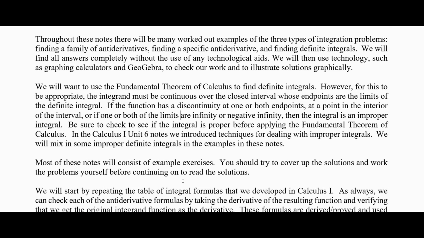We will want to apply the fundamental theorem of calculus to find definite integrals. However, for this to be appropriate, the integrand must be continuous over the closed interval whose endpoints are the limits of the definite integral. If the function has a discontinuity at one or both endpoints, or at a point in the interior of the interval, or if one or both of the limits are infinity or negative infinity, then the integral is called an improper integral. And be sure to check to see if the integral is proper before applying the fundamental theorem of calculus.